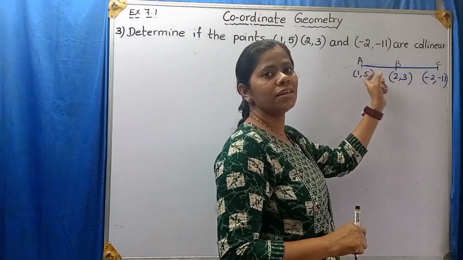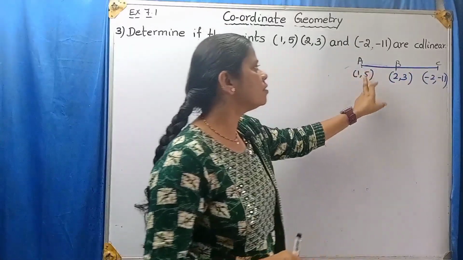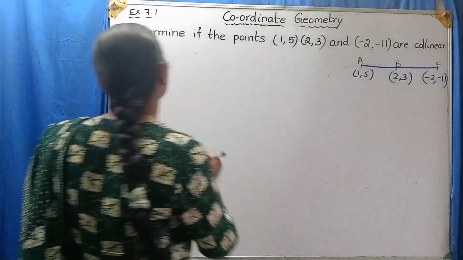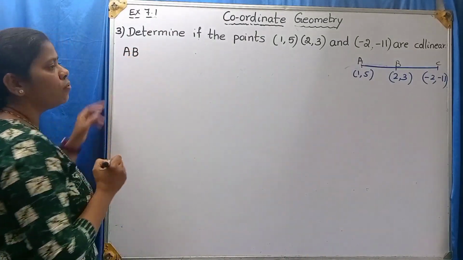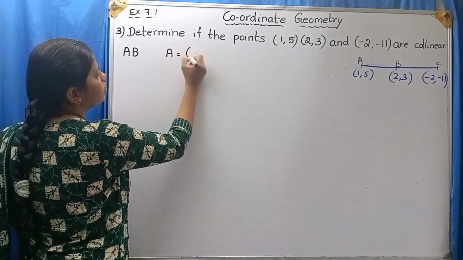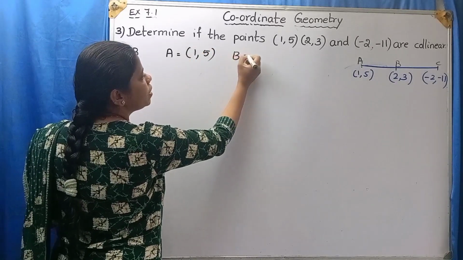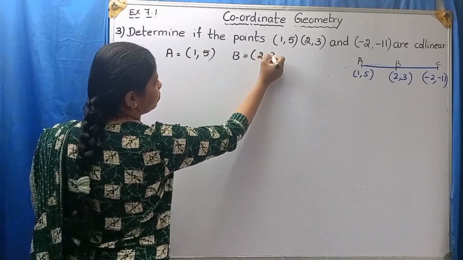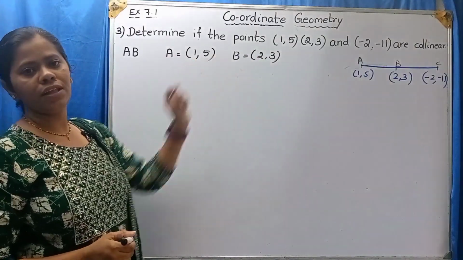To check whether these 3 points are collinear or not, first let us find out the distance between AB. We know the coordinates of A, that is 1, 5. The coordinates of A is (1, 5) and the coordinate of B is (2, 3). And we know the formula to find out the distance between them.